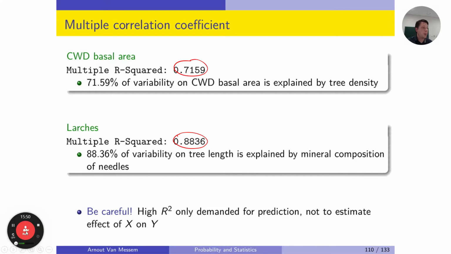One final remark. As we said before, you have two goals. Either you want to make a model for prediction or you want to make a model for the biological influence. We only demand a high R squared if we use the model for prediction, because in that case, we want to have accurate predictions. We want to be as accurate as possible. So we want to predict well and have a high percentage of variability explained by the model. If we do not use it for prediction, the R squared doesn't really matter.